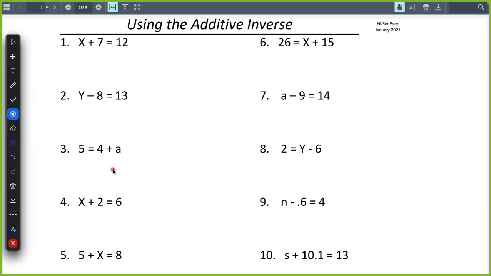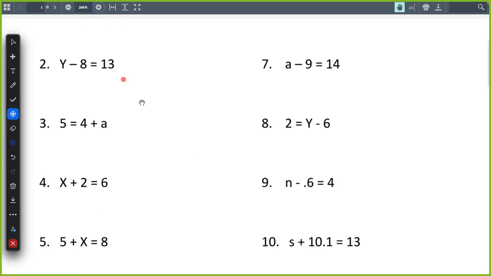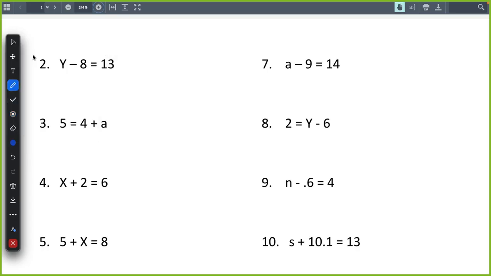Let's go ahead and look at a few that people tend to miss. I'm going to make this a little bigger so I have a little bit more space. We're going to do number 8. Of course, y is here, so I need to get rid of this to get y alone. So how do I get rid of minus 6? Well, I use the inverse, I use the opposite. And what's the opposite of minus 6? Well, plus 6. And whatever I do to one side, I do to the other. And so this, of course, zeroes out. I'm left with y equals, and 2 plus 6 is 8.